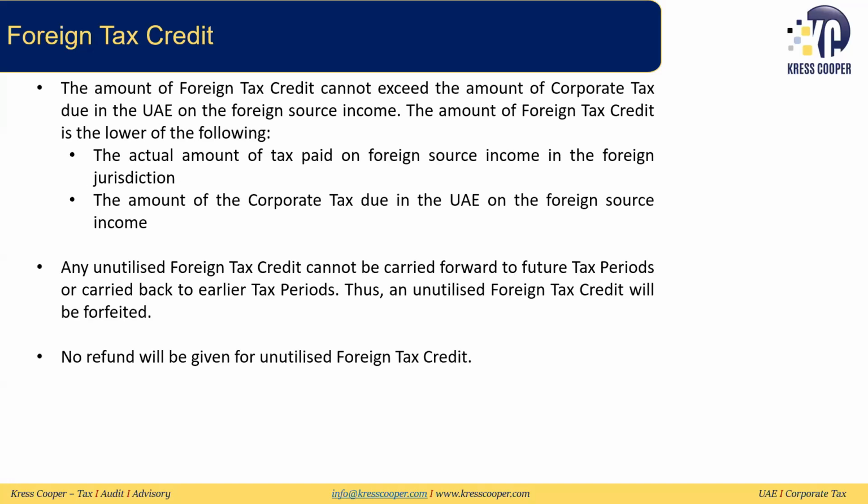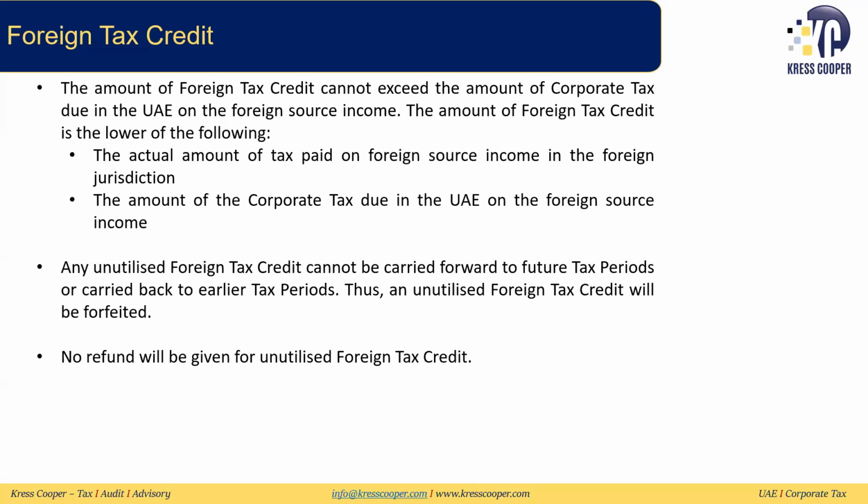Now, unlike the withholding tax, this foreign tax credit cannot be refunded. The amount of foreign tax credit should not exceed the amount of corporate tax which is due in the UAE on the foreign source income, which means that, for example, the actual amount of tax paid on the foreign source income might be higher. Why? Because the corporate tax rate in another jurisdiction where you have paid that tax might be more than 9%, which is more likely. It could be less also, but more likely it is higher, because the UAE has one of the lowest tax rates at the moment.